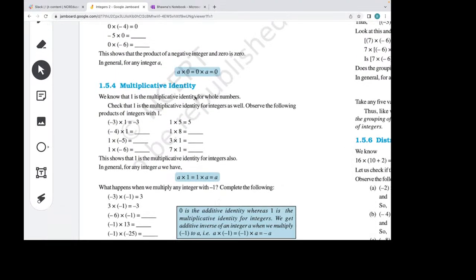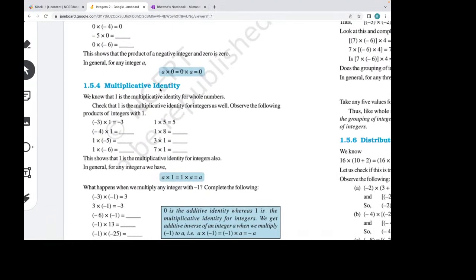Okay, now let's talk about multiplicative identity. We have learned about additive identity. What was that? It was the number you add to an integer so that you get the same integer. The additive identity for integers was 0, because when you add 0 to something, only then are you going to get the same number.